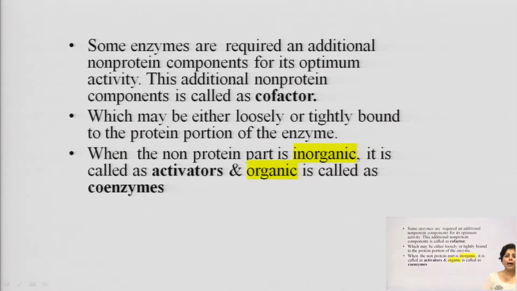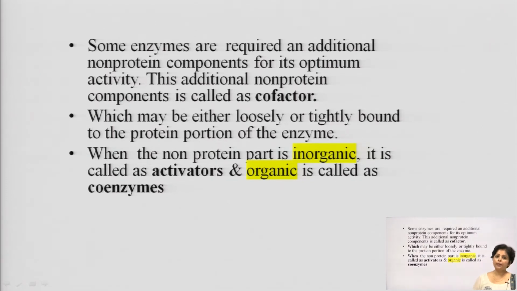Some enzymes require an additional non-protein component for their optimum activity. This additional non-protein component is called a cofactor, right? These may be loosely bound or tightly bound to the protein portion of the enzyme with the help of a covalent bond. या तो tightly bond होंगे या तो loosely bond होंगे.